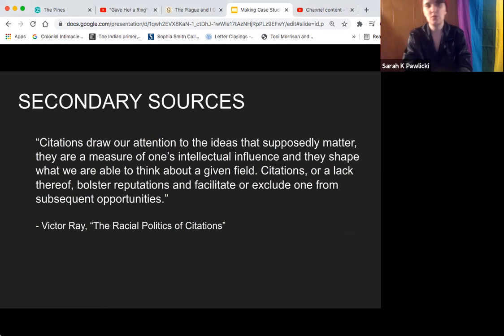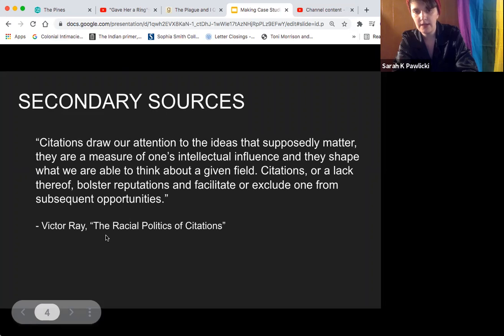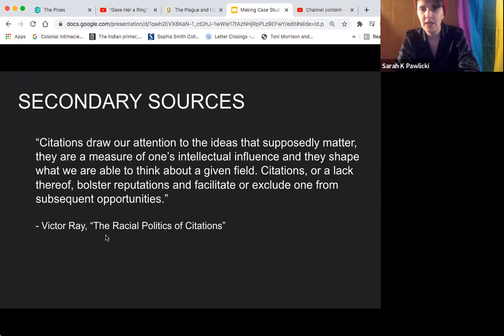Secondary source research, so this would be like academic articles drawn from journals or scholarly monographs, I think often feels more within our comfort zones, perhaps. So what I most wanted to draw attention to is the idea of the politics of citations. This slide features a quote by Victor Ray in his piece, The Racial Politics of Citations. The quote reads, "Citations draw our attention to the ideas that supposedly matter. They are a measure of one's intellectual influence, and they shape what we are able to think about a given field. Citations, or lack thereof, bolster reputations and facilitate or exclude one from subsequent opportunities."